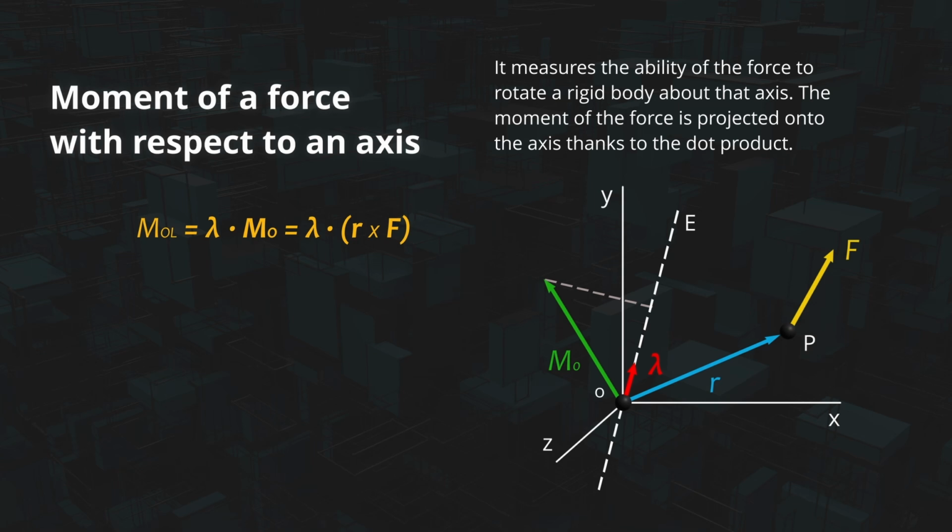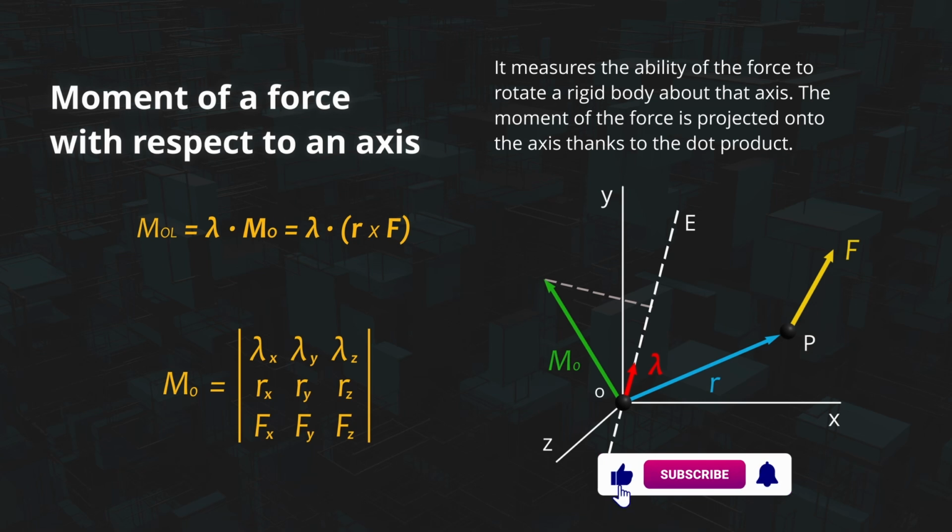You can also use the following formula for the calculation of the moment of a force on an axis, where lambda x, lambda y, and lambda z are the components of the unit vector in the direction of the axis.